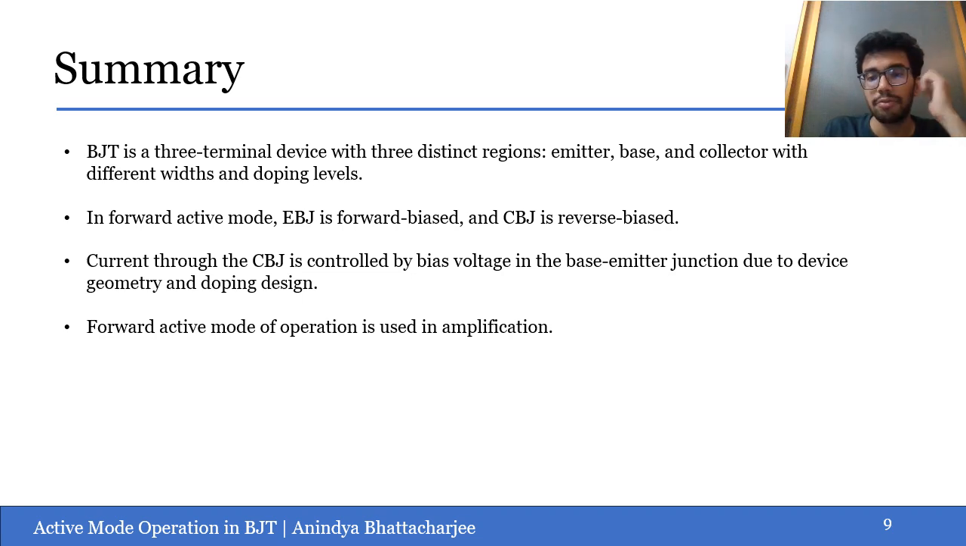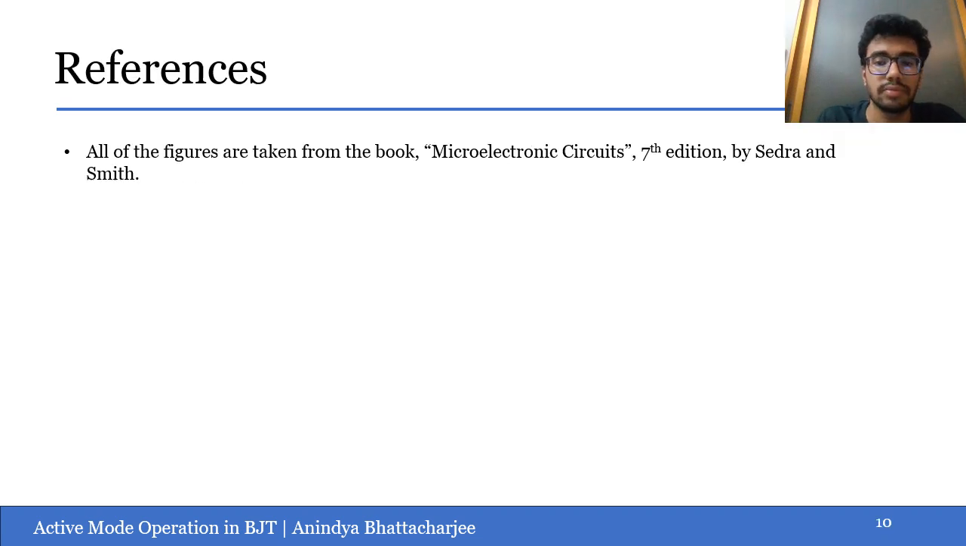So here's a summary of my lecture. What we have done is we have shown BJT, which is a 3-terminal device with 3 distinct regions: an emitter, base, and a collector. In forward active mode, the emitter base junction is forward biased and the collector base junction is typically reverse biased. And in the description of the active mode of operation, we have seen how the collector current is controlled by the bias voltage in the base emitter junction. And finally, we have said that the forward active mode operation is typically used in amplifiers.